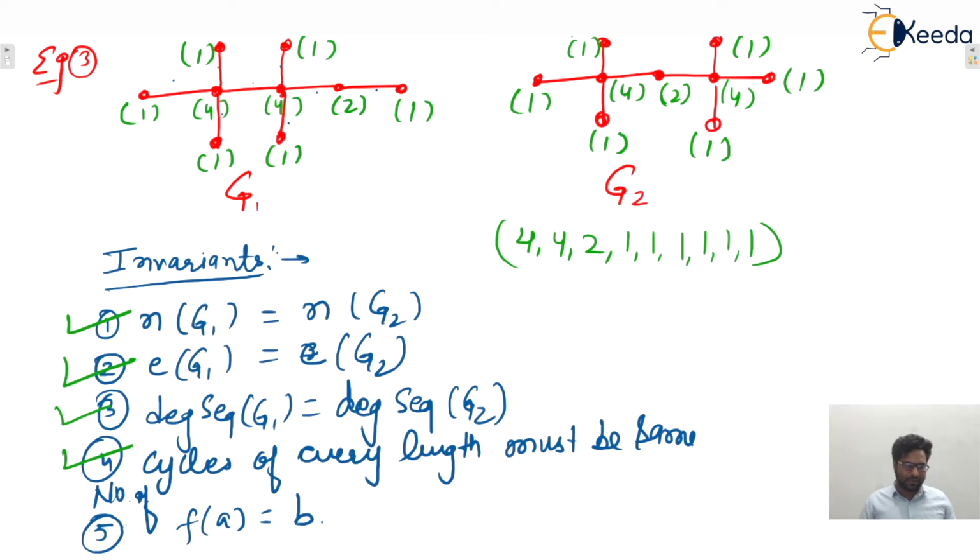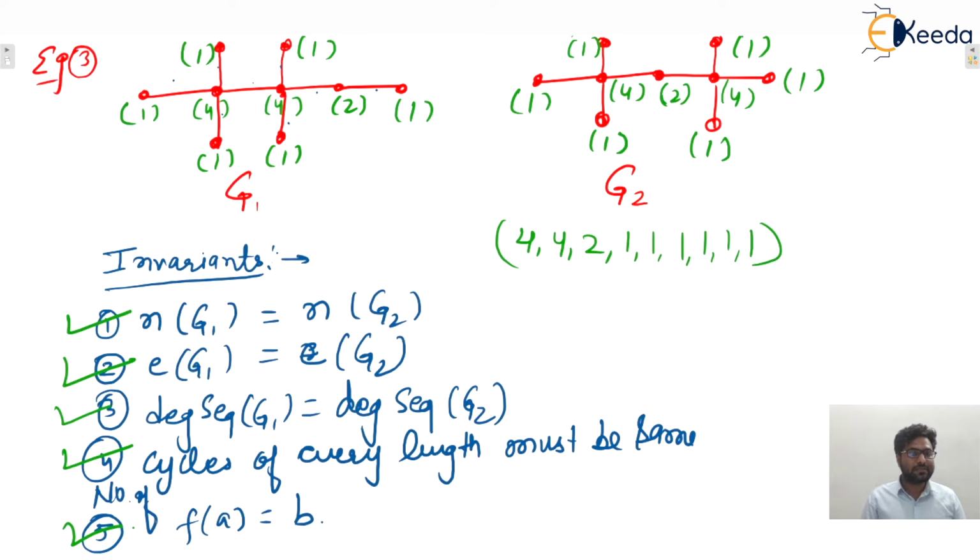Next one, the fifth one, that is the correspondence. What is the meaning of the fifth one? It must preserve adjacency. It is a one-to-one correspondence as well as onto, that means bijective, so there must be a bijection between both the graphs. What is the meaning of that bijection?